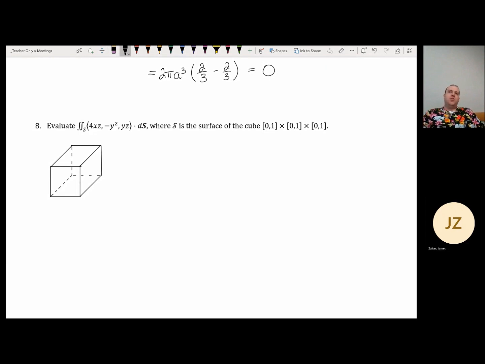So we want flux through the surface of this cube. How many facings does a cube have? That means we have to do 6 flux integrals, 1 for each facing. This problem is a bad word. This is kind of like that path integral we did of a square, right? Where we had to do 4 separate path integrals. Yeah, we need a parameterization for each of the 6 facings.